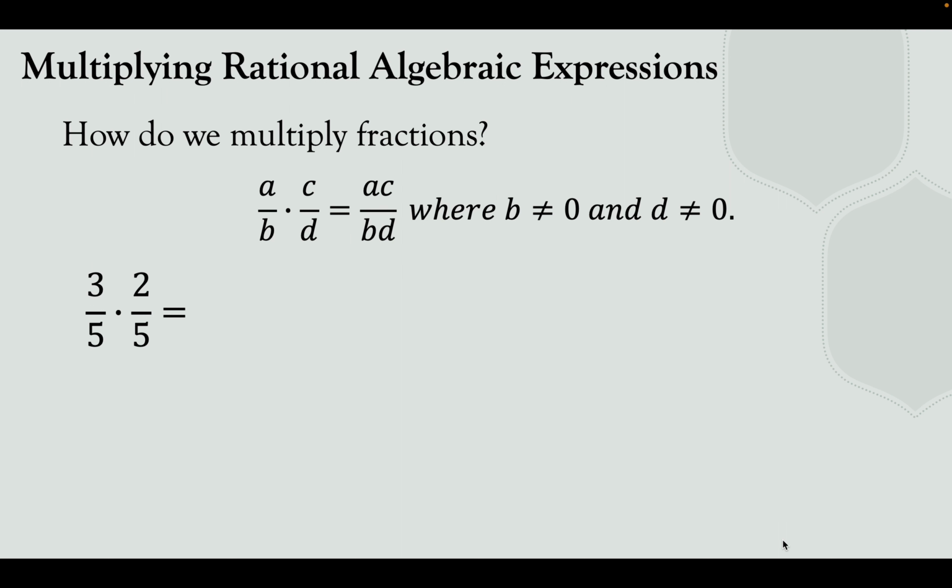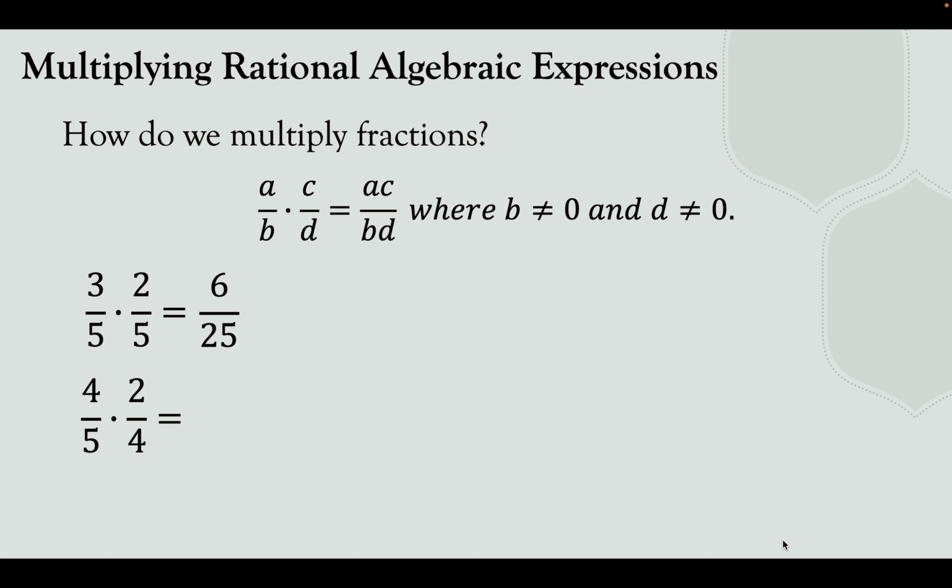So let's have an example. 3/5 times 2/5. So numerator times numerator, we have 6, and 5 times 5, we have 25. So 6 over 25. That's the final answer because it can't be reduced to lowest term na.